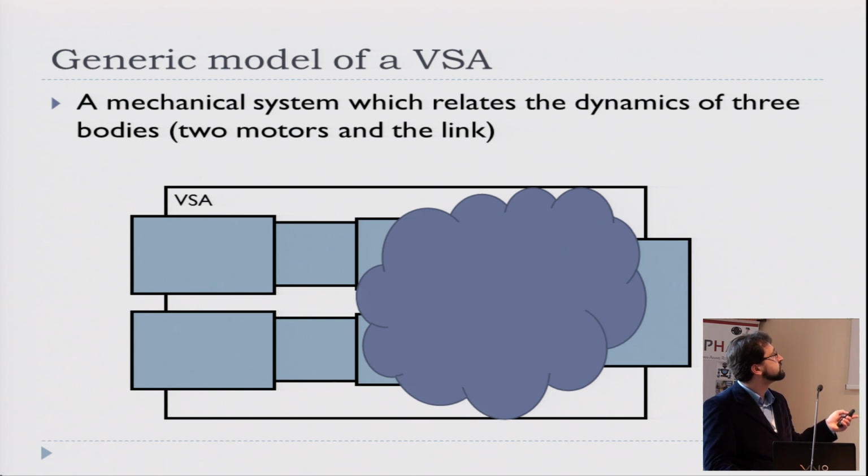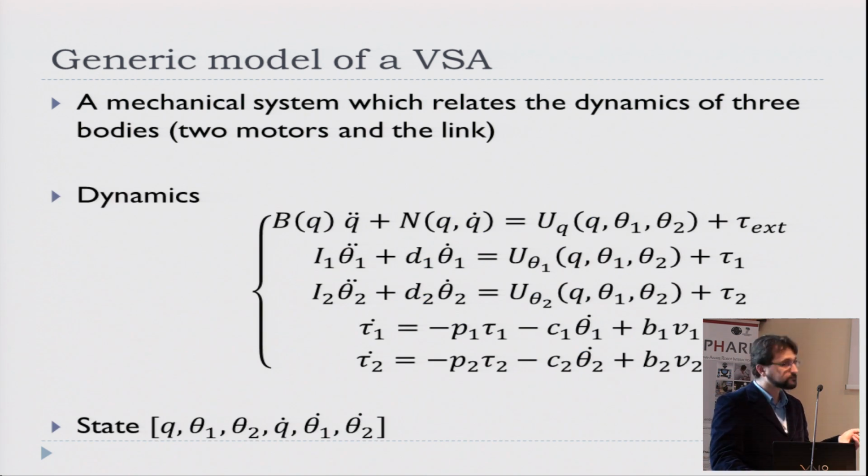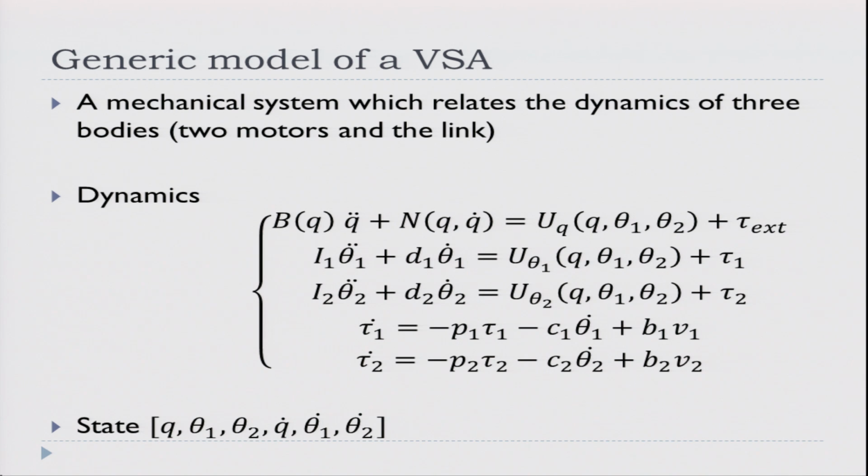A variable stiffness actuator is a mechanical system which has 3 bodies, so 2 motors and 1 link, and connects them through an elastic transmission system, which in general is nonlinear. So if we look at the dynamics of this, it can be defined, this is the most generic form you can have.